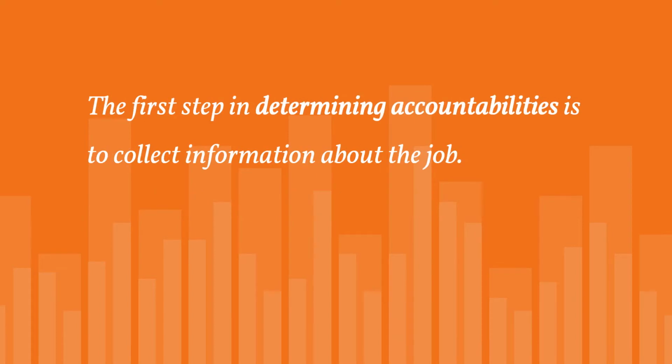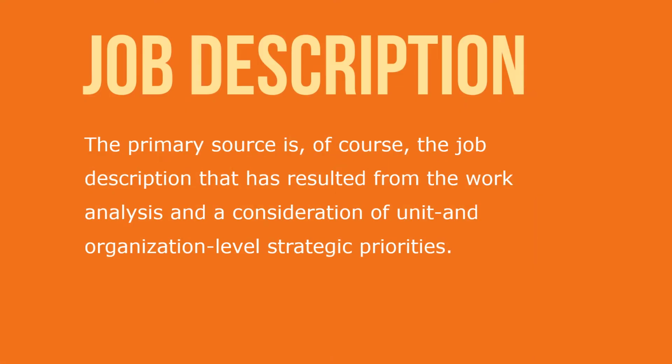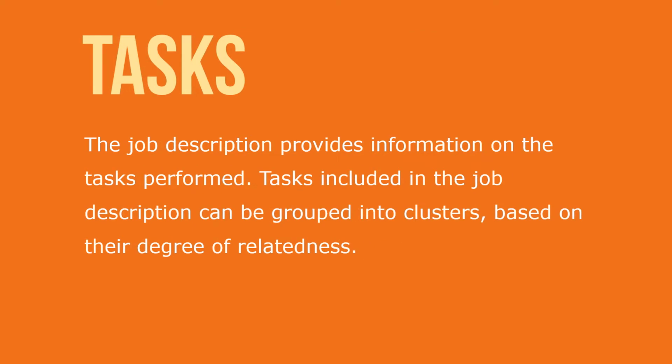The first step in determining accountabilities is to collect information about the job. The primary source is, of course, the job description that has resulted from the job analysis and a consideration of the unit and organizational level strategic priorities. The job description provides information on the tasks performed. Tasks included in the job description can be grouped into clusters based on their degree of relatedness. Tasks can be put in clusters, each of which is a broad area for which the employee is responsible for producing results.